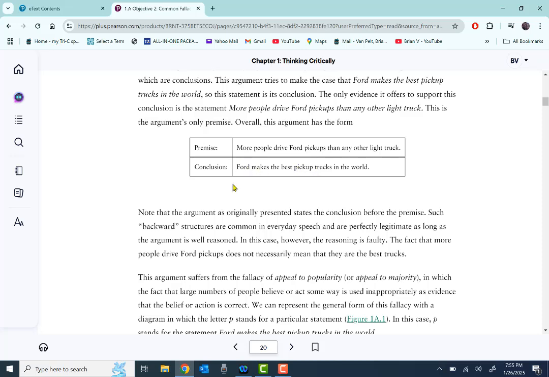So a better conclusion, but still not correct, would be Ford makes the best light truck in the world. Now you have a better chance of proving it because you're actually addressing the topic at hand. This is common.